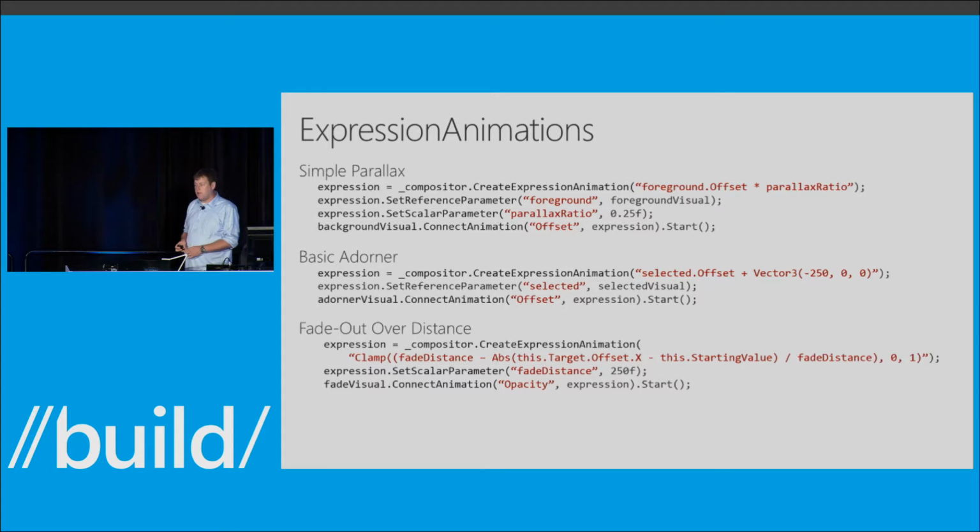And the last example I want to talk about is fade out over distance. And this actually shows 3 different concepts. The first is that there's a set of helper functions that more easily let you define the motion that you want. For example, there's things like clamp and absolute value.